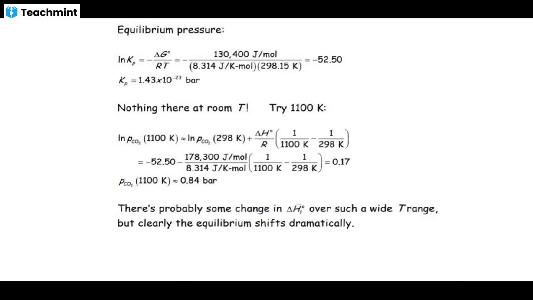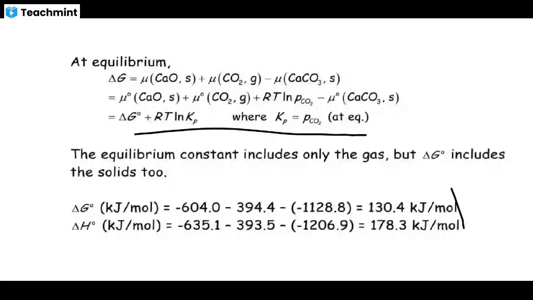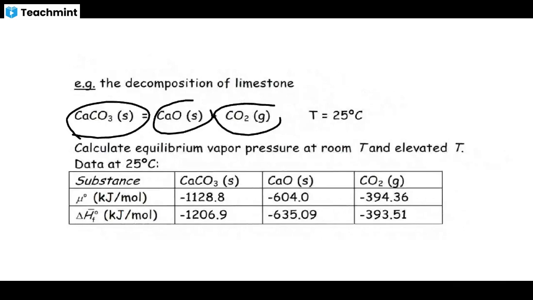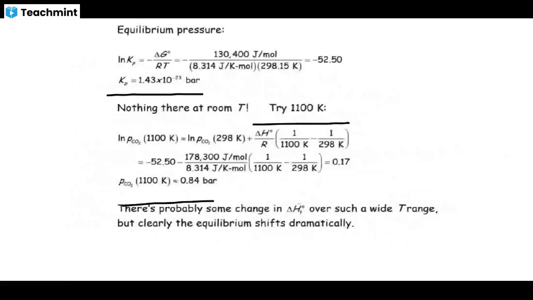At room temperature, the Kp is very, very small, 10 to the power minus 23, so it cannot give the product. Increasing the temperature gives a much better result, because if you find the delta H, the delta H must be positive. So increasing the temperature helps the reaction to proceed. There is probably some change in delta H over such a wide range, and delta G must be changing, but clearly the equilibrium shifted dramatically.